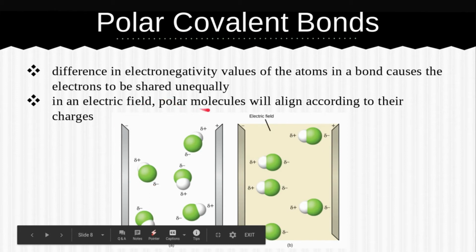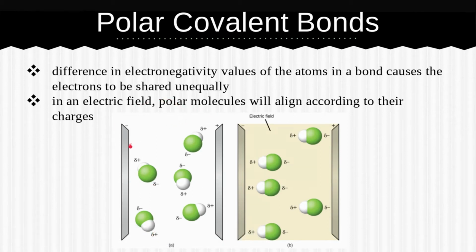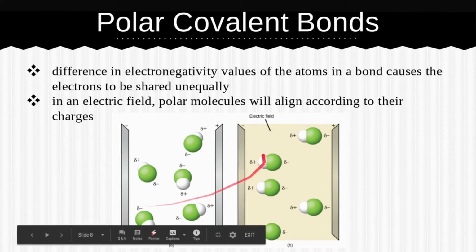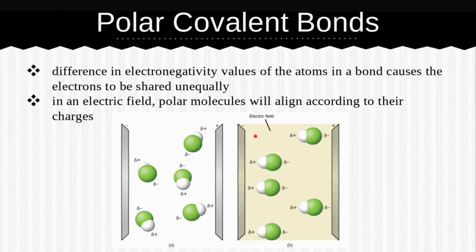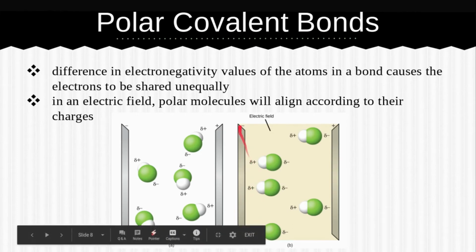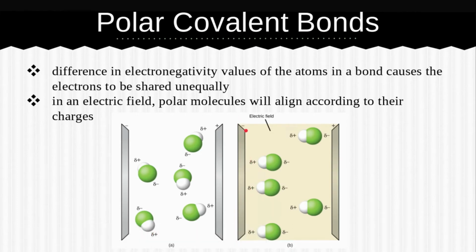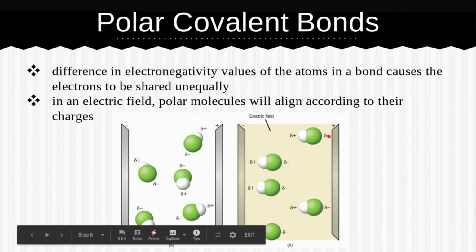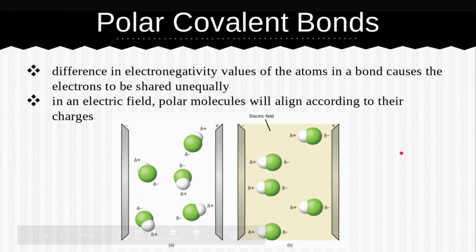One thing that's interesting about polar molecules is that if you place them in an electric field, they will align according to their charges. So you can see here they're just scattered, but when we put them in an electric field, the positive charges line up towards the negative side of the electric field, and the negative charges line up towards the positive side of the electric field.